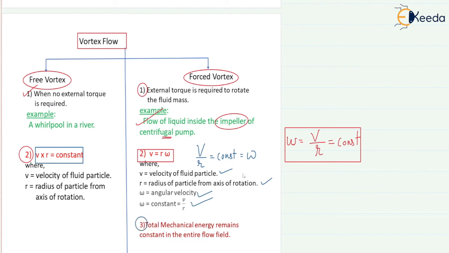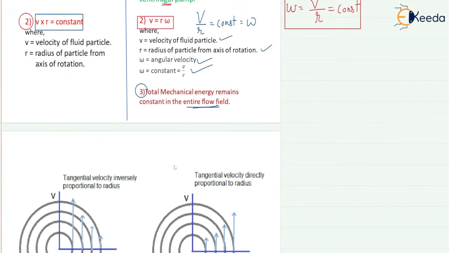You can also take the example of a fan. Below the fan also, vortex flow is created. If the fan RPM is constant, what is the function of the fan? It will absorb the electrical energy and convert it into mechanical energy. So if the RPM is constant, the conversion of electrical energy into mechanical energy is constant. So I can say total mechanical energy remains constant in the entire flow field. Now we are going to see how V into R and V equal to R omega are constant in the next page.